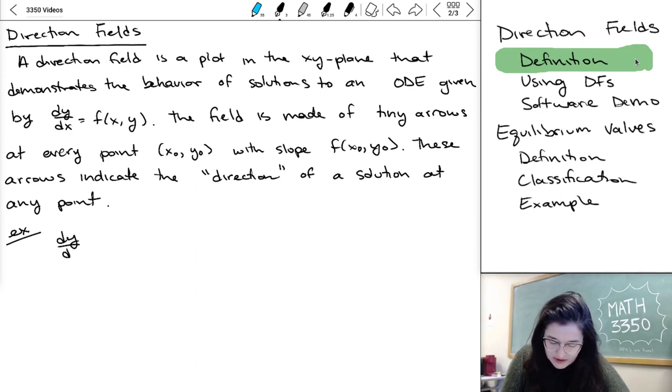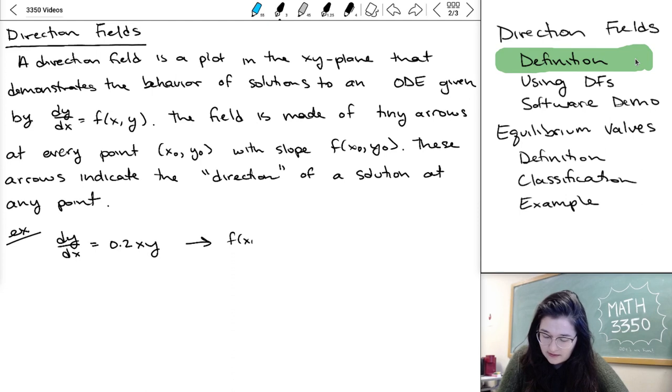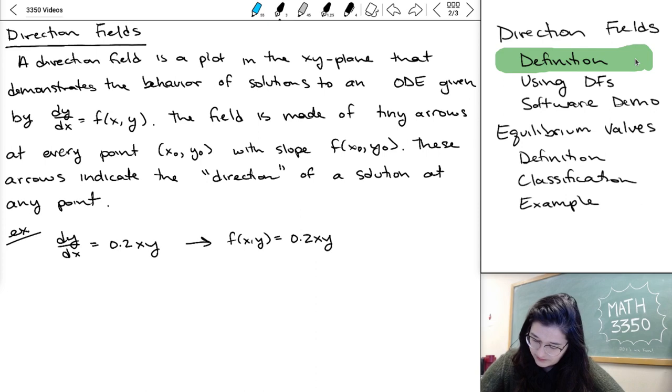So the example is going to be for the differential equation dy/dx is equal to 0.2xy. In this case, the f of x, y that's equal to dy/dx is just that 0.2xy. And the direction field means that we're just going to ask ourselves, what is 0.2xy at every point? What slope does that give an arrow in the direction field? So I'm going to sketch out the start of the direction field right here. It's going to live in the xy plane.